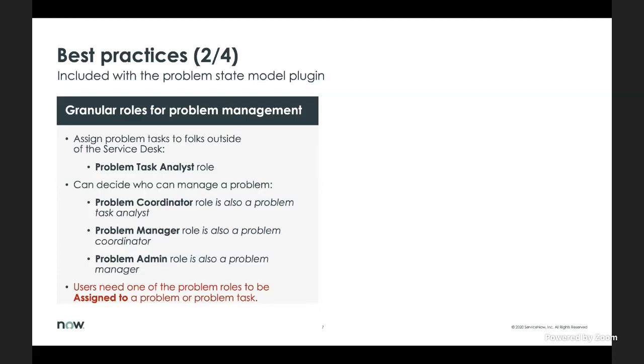And lastly on this thing, just one thing to point out, and this is true of the migration utility as well, sometimes we refer to the assigned to field of the problem and problem task. One of the things that we've done is to have a problem assigned to you, you need to have one of these problem roles. So you need the problem task role to be able to be assigned to a problem task, and you need the problem coordinator or higher to be able to be assigned to a problem and move it through its life cycle.